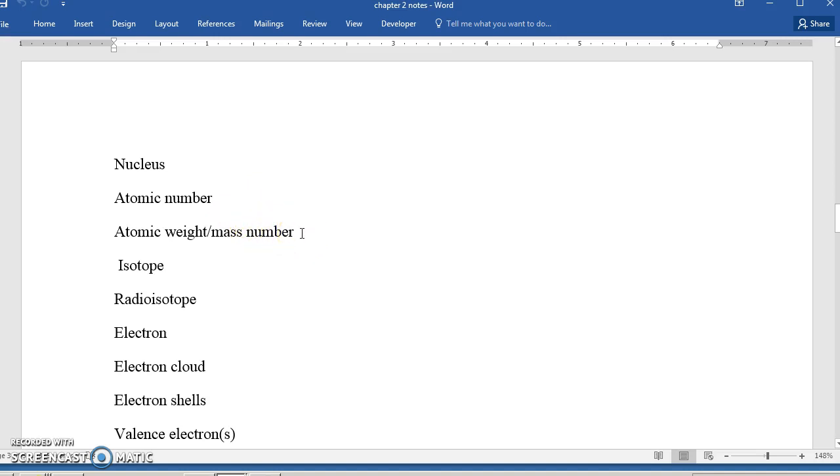The atomic weight or mass number, different ways of describing it, it's a little bit different. But for our purposes, we round this to a whole number, and this would be the mass of the protons and neutrons added together. So if you're given the atomic number of an element, and you knew the atomic weight or mass, you'd be able to calculate in the average atom how many protons there are and how many neutrons there are.